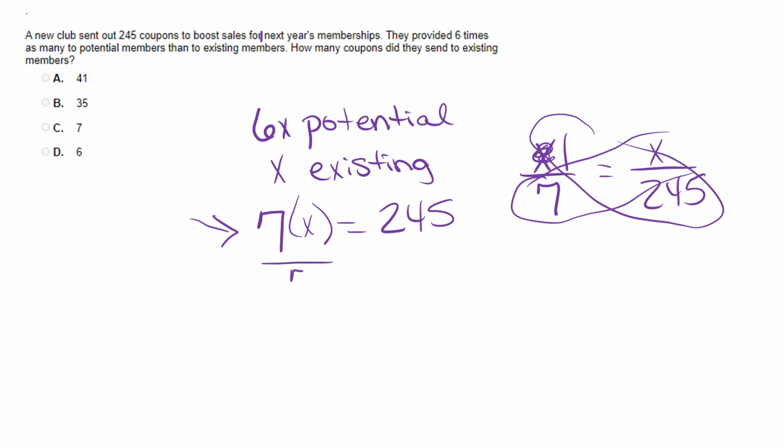So to solve, you're just going to divide both sides by 7. 7 divided by 7 gives us 1, and we just have X left. 7 goes into 24 3 times with 3 left over. 7 goes into 35 5 times. So existing members, they sent 35.